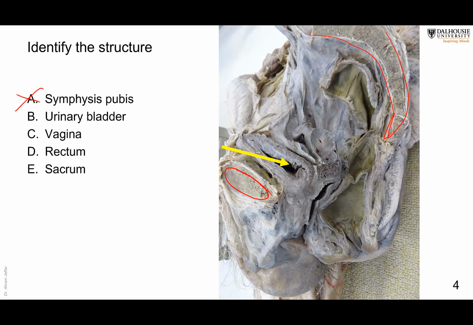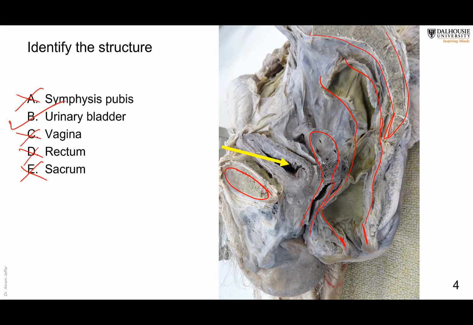It is not the sacrum, and it is not the rectum, because here, this will be the anal canal, and then here's the ampulla of the rectum, and then becoming the sigmoid colon. So it is not the rectum. The vagina in the female is located anterior to the rectum. So here's the vagina, and that will be the section in the uterus. So it's not the vagina again, it is the urinary bladder.